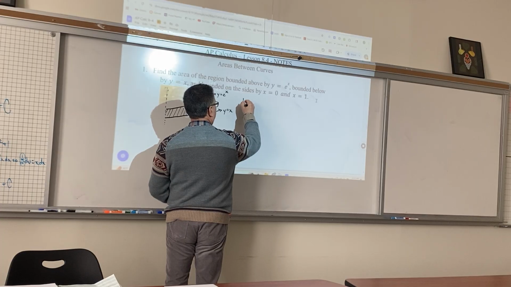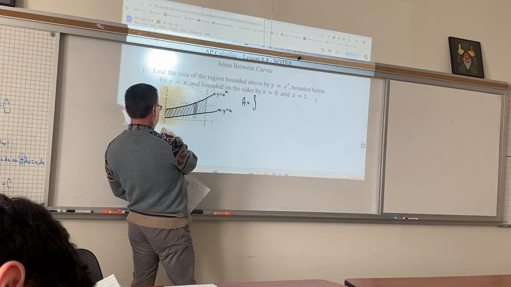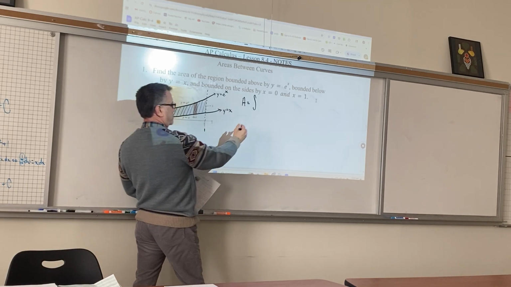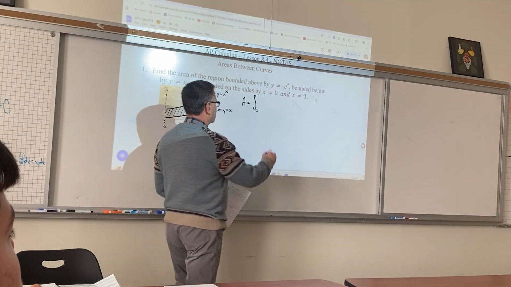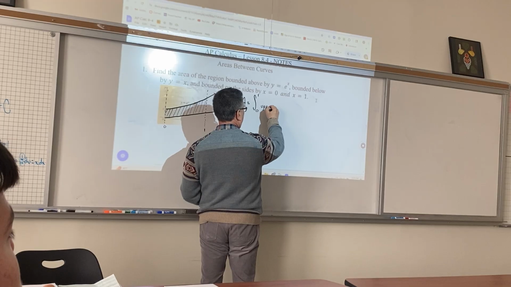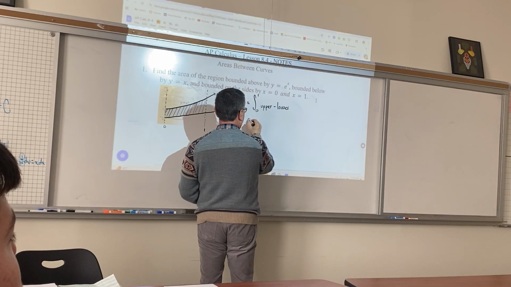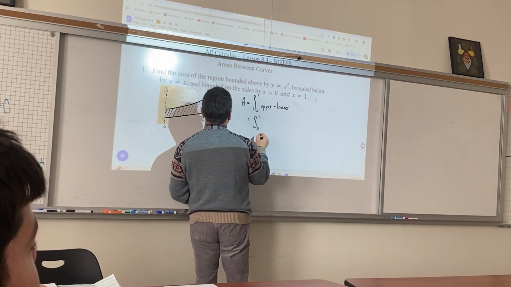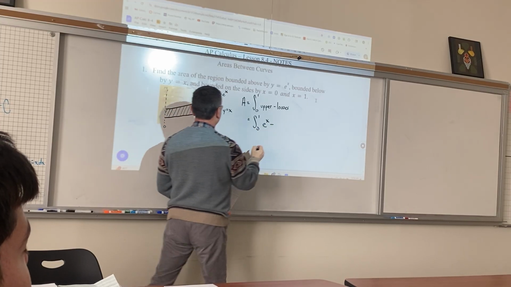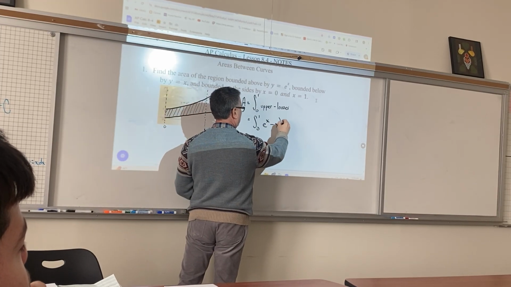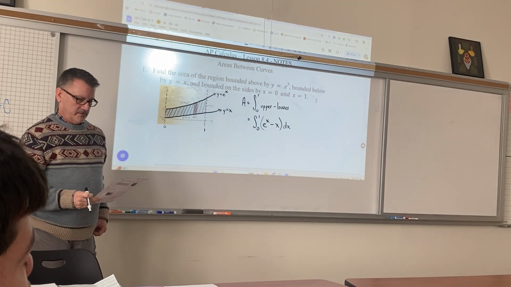So what I want to do is the integral. Area, which I know is going to be total area, is the integral from 0 to 1 of the upper minus lower. I'll even put that up here. Upper minus lower. So that's going to be the integral from 0 to 1. The upper one must be e to the x, minus the lower one, which must be x, dx. Get the dx.